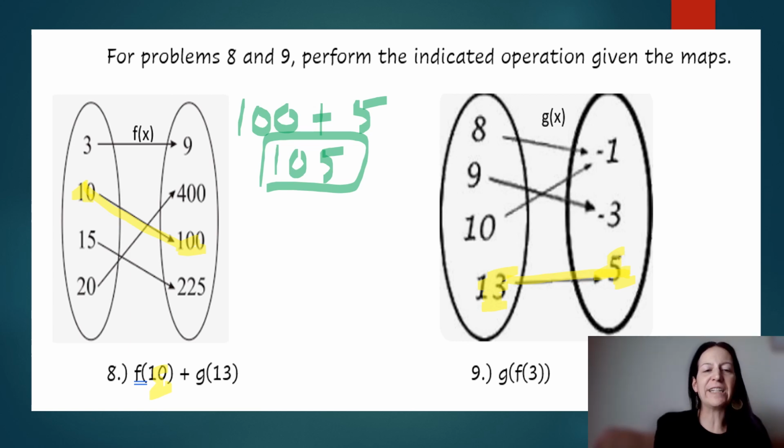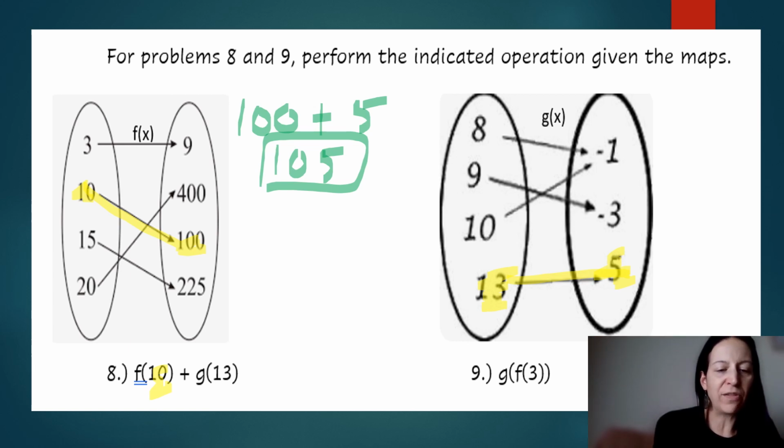And essentially, that's a pretty basic addition problem. What it's assessing is whether you know what to do with the map, like you know what the x and the y are and how they're related. The second one there is g of f of 3.